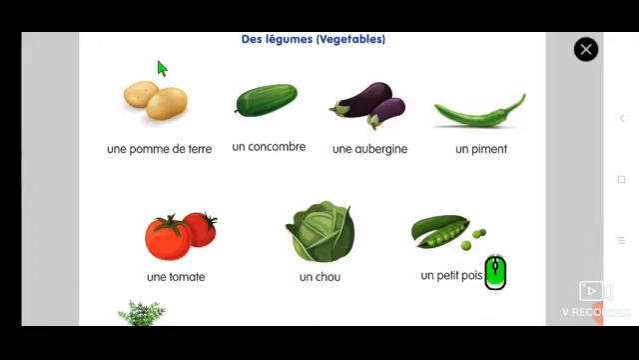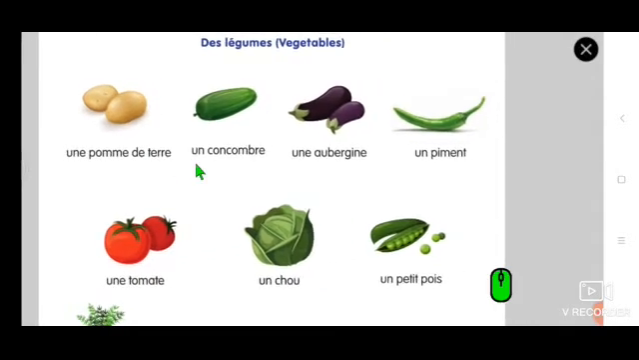Seeing the image, I am not going to use the English words. Please repeat along with me. Une pomme de terre. Please repeat. Don't be very confident, that is overconfidence. Please repeat, even if you know; if you practice, that is well and good.